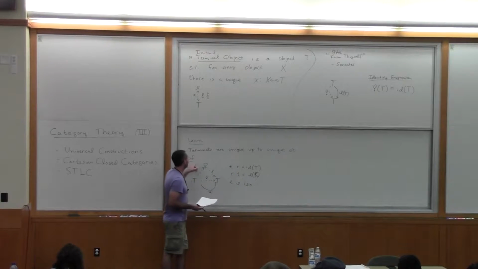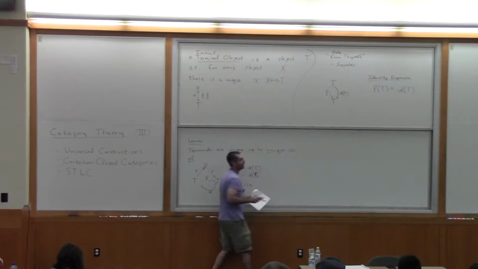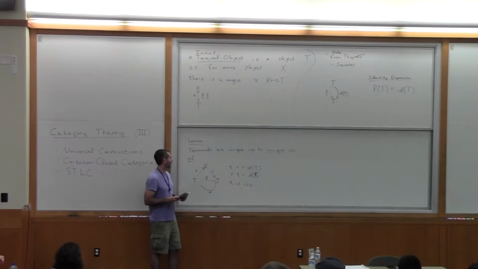Okay, so we're almost done. We just discovered that terminals are unique up to iso. But what about this? I said it's unique. How do we know there's not another one?